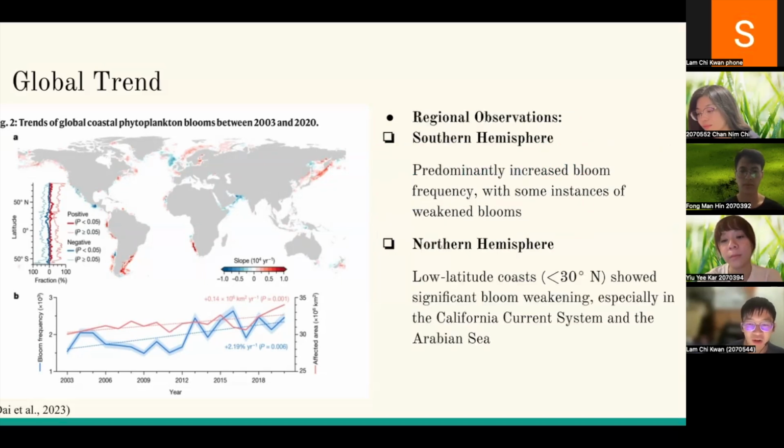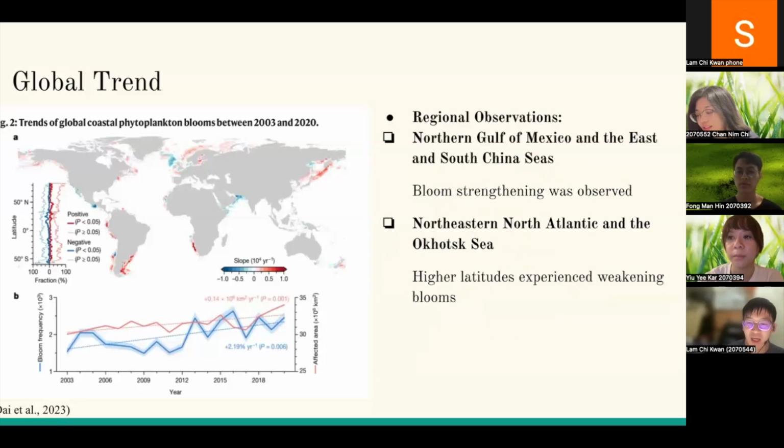Then there are some regional observations. In the Southern Hemisphere, predominantly increased bloom frequency was found with weakened blooms. Also, in the Northern Hemisphere, they show significant bloom weakening, especially in the California Current System and the Arabian Sea. And in the northern Gulf of Mexico and the East and South China Seas, bloom strengthening was found. In the northern North Atlantic and the Okhotsk Sea, they experience weakening blooms.